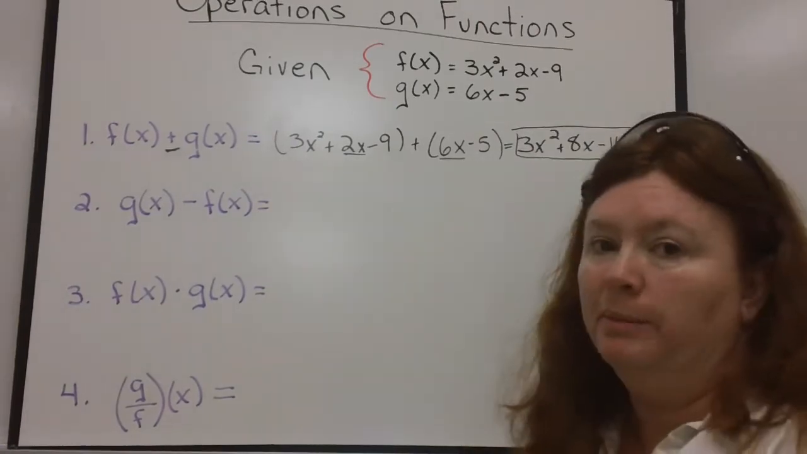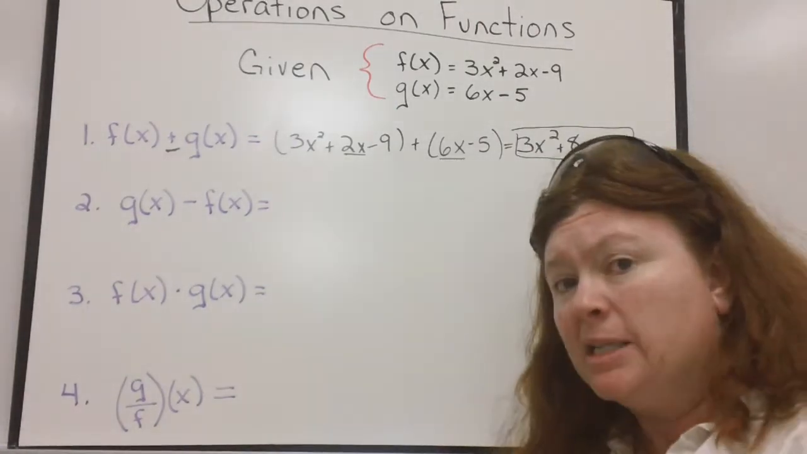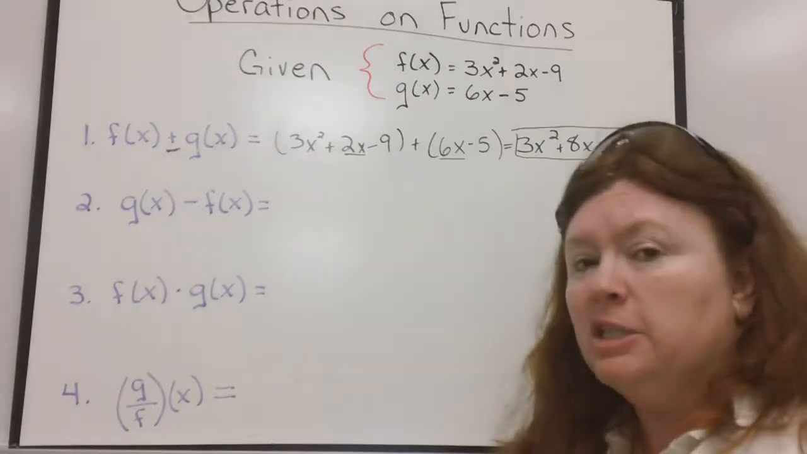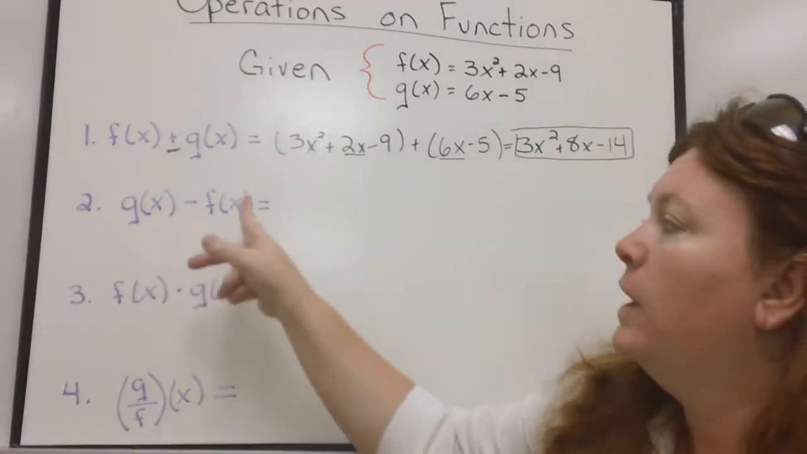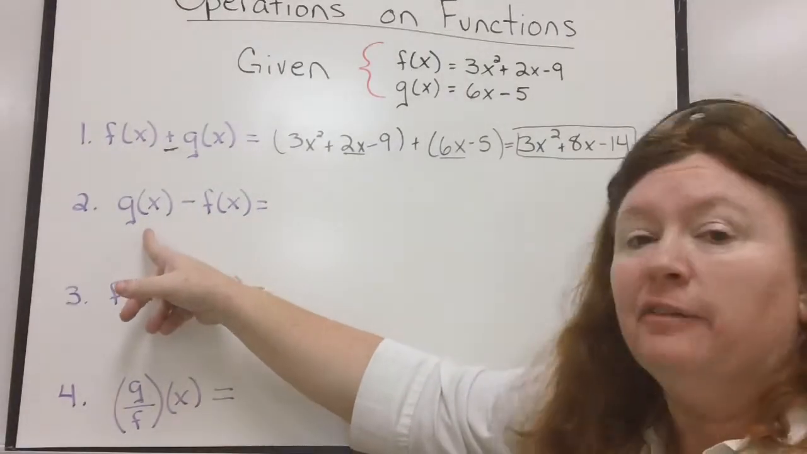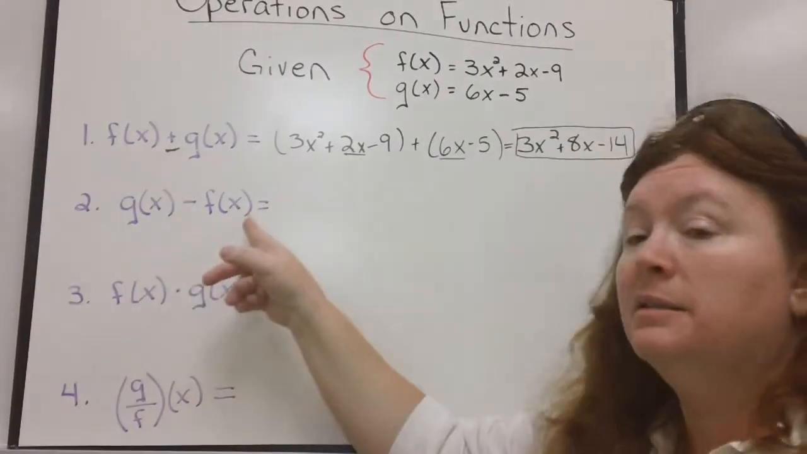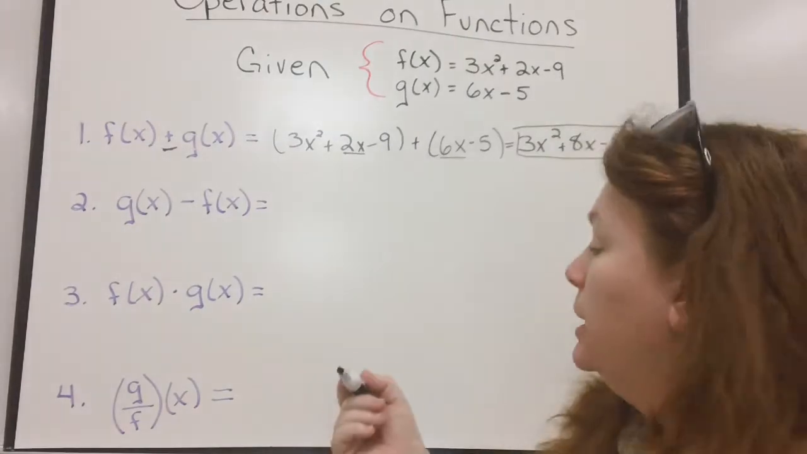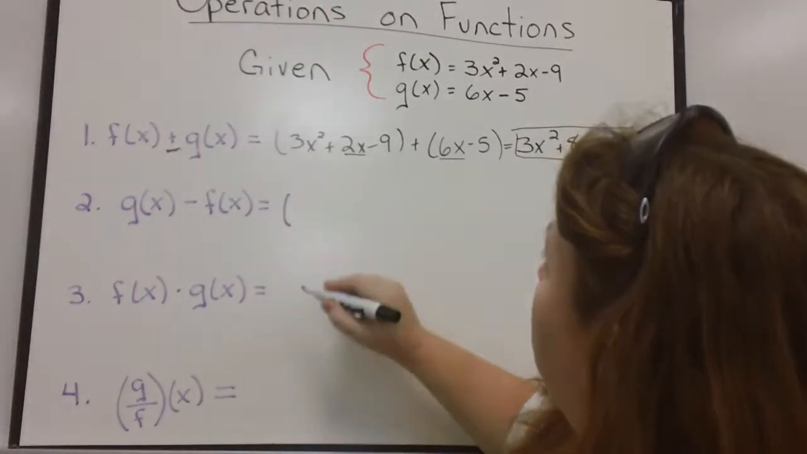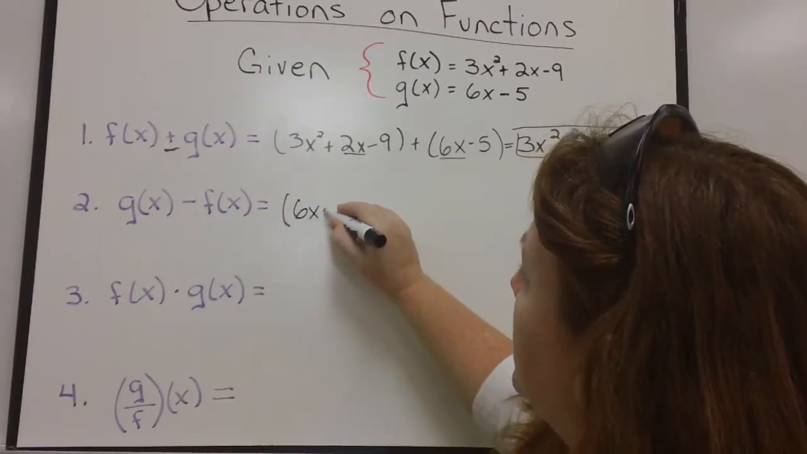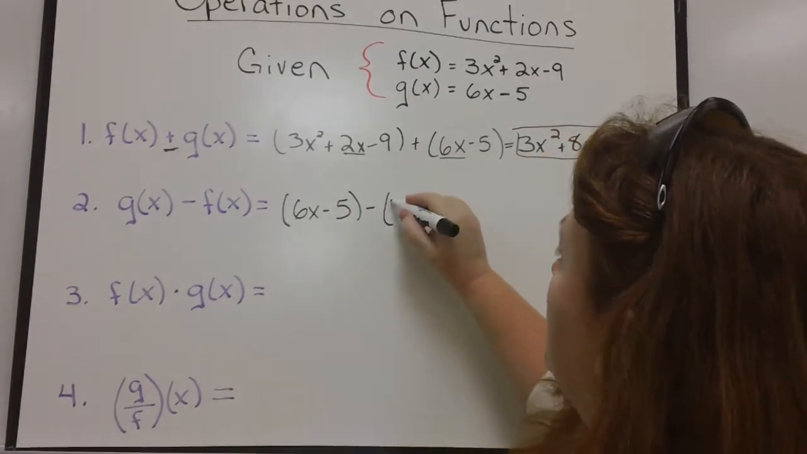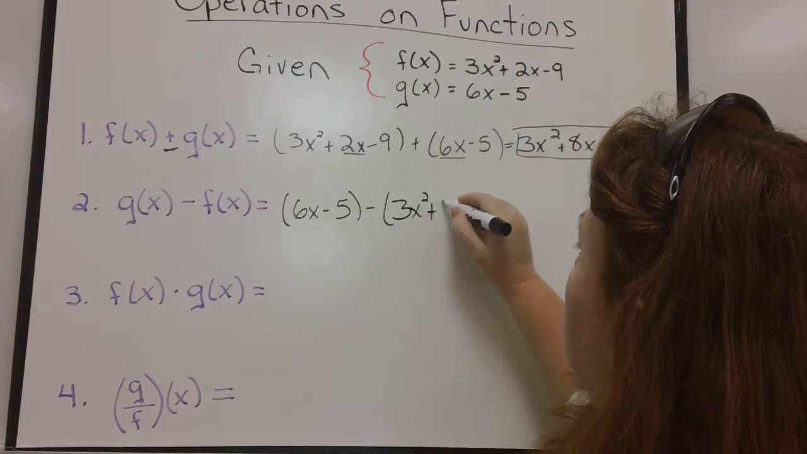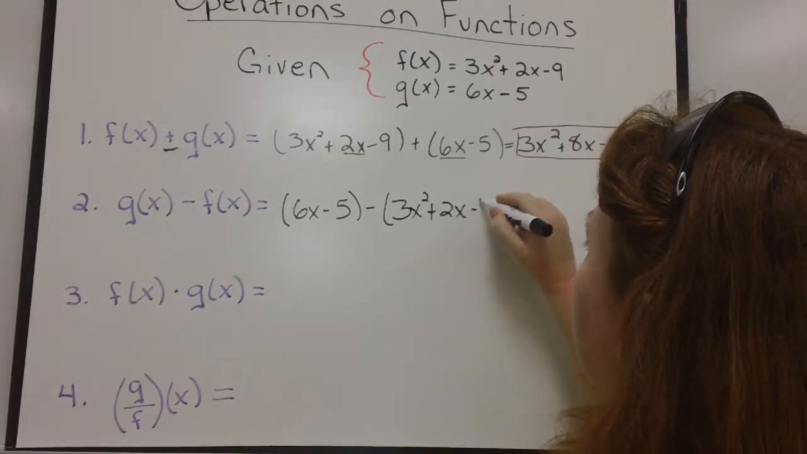Now the second problem is asking you to subtract. And unlike addition, subtraction order is extremely important. So I have to be very careful how I write these. This is asking for g of x minus f of x. And again, I'm going to use parentheses. G of x, 6x minus 5, minus f of x, which is 3x squared, plus 2x minus 9.